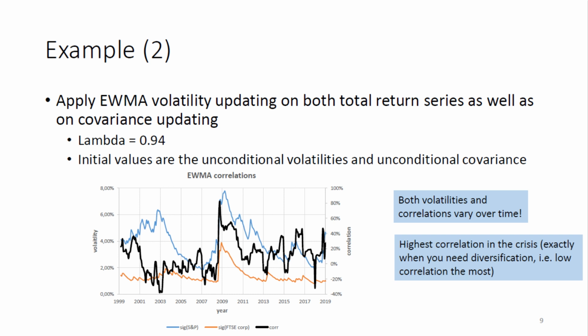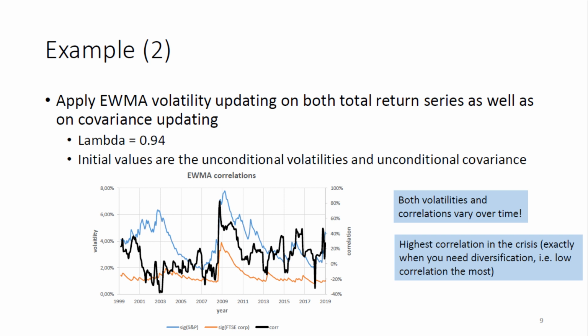Once I'm going to do the volatility updating, I need to have a starting value of that series. And what I do is that I determine the unconditional volatilities and the unconditional covariance simply by taking the standard deviation over the entire series and by taking the covariance over the entire two series. And that's my starting value of the updating scheme. So that's where we start with 1999. And then the blue line and the orange line show how the volatility updating applies for both series.